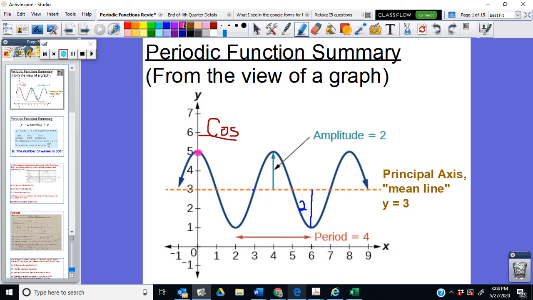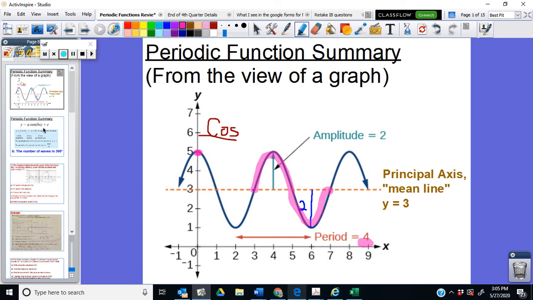One full wave means you start somewhere. Let's get some paint in here. Say we started right here, and then went up, and then went back down, and then got back to where we started. That is one full wave. And in this case, it took 4 spaces. Remember, it's a period of 4. Okay? That period is important.